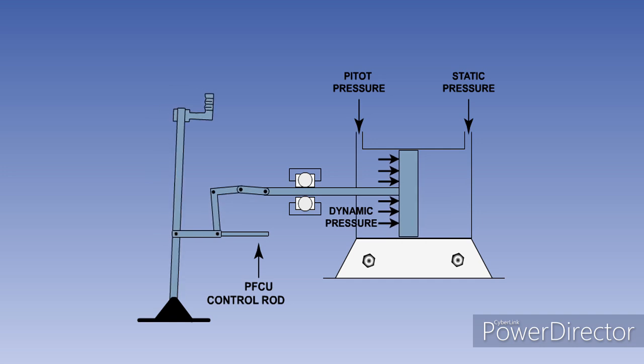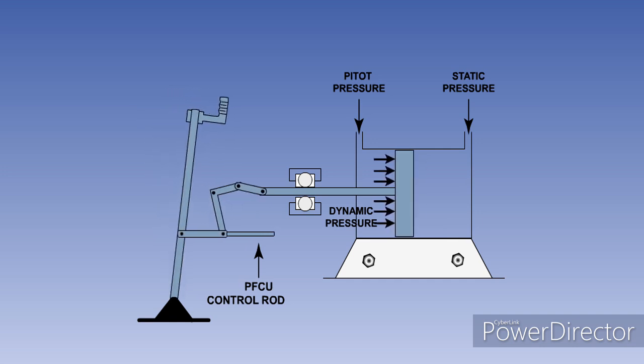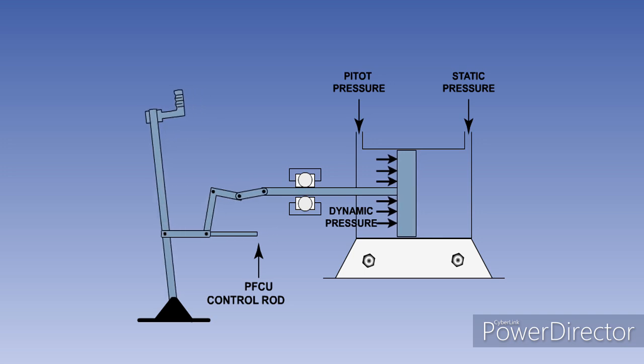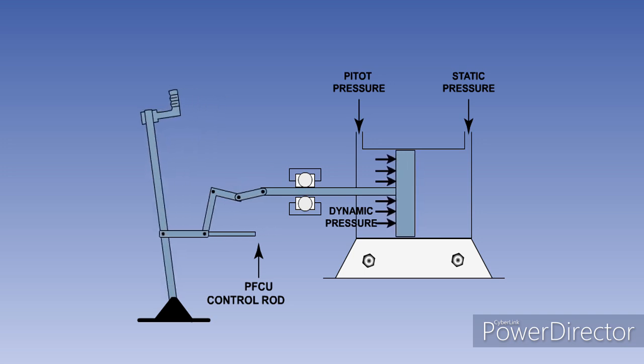When the pilot makes a control input in either direction, the bell crank linkage to the Q-pot means that he has to overcome the dynamic pressure in order to operate the PFCU.